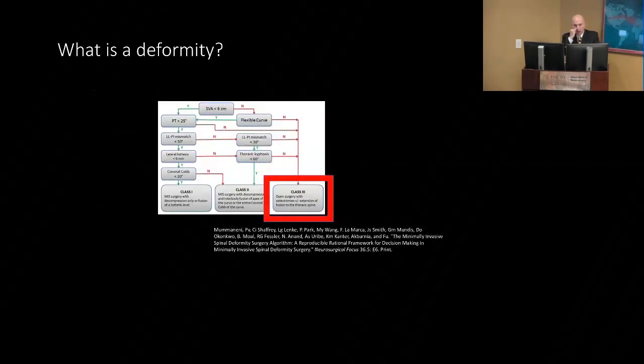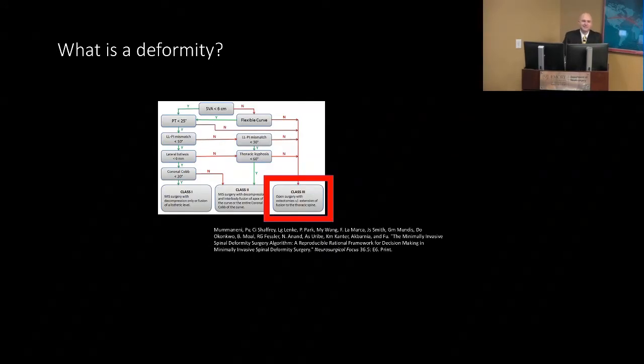Griffin, I agree with you. The Class 1 and Class 2 that people talk about, it's part of the deformity mafia, that everything is a deformity. You have to just look at it more carefully, right?